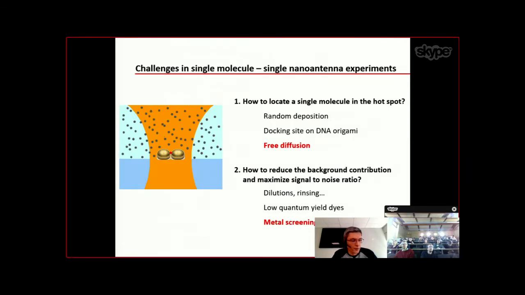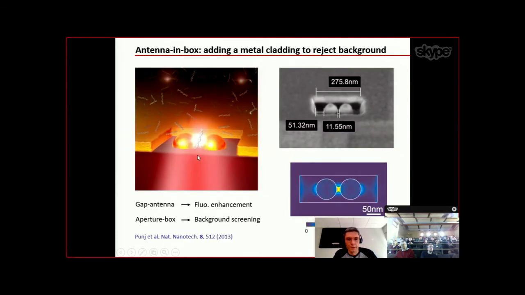Okay, very briefly, in the last 5 minutes, I want to show you some other approaches, again, playing with free diffusion. To cancel out the background here, we can add a metal film. And this is the concept of some more advanced nanofabrication we use. A metal film around to avoid direct excitation of all the molecules that are on top. So we call it antenna in box.